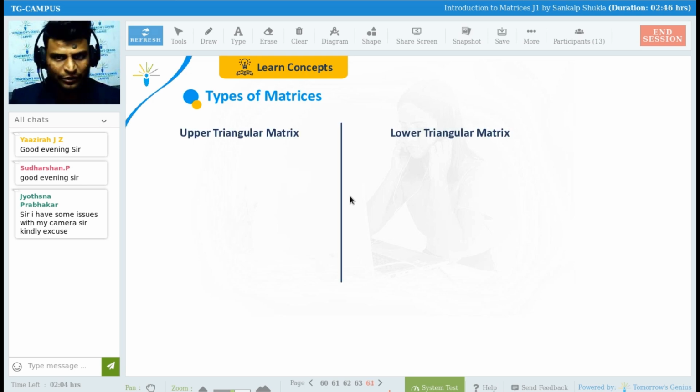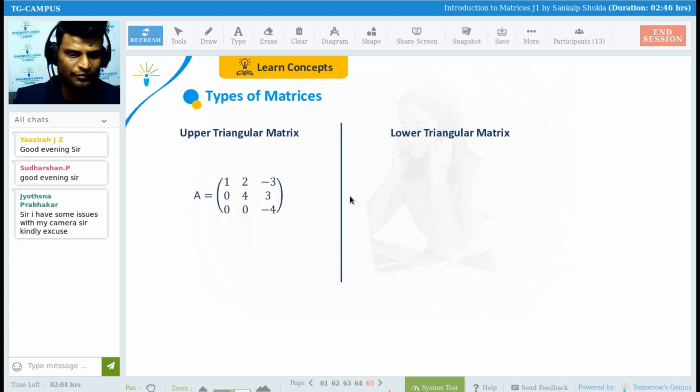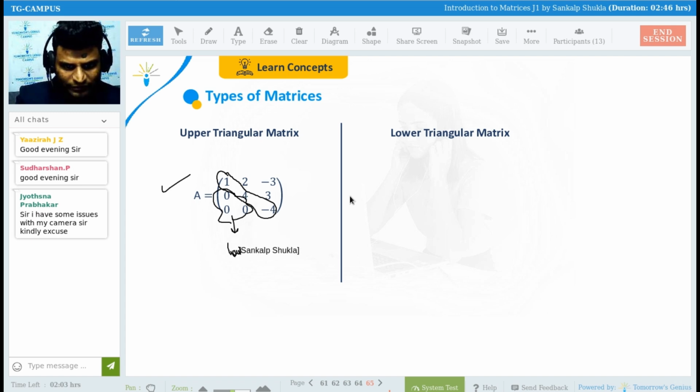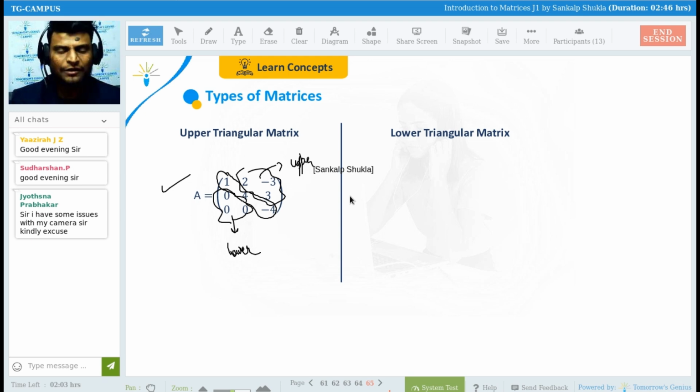Upper triangular matrix and lower triangular matrix. Okay, fine. Suppose we have a matrix like this: 1, 2, minus 3, 0, 4, 3, 0, 0, minus 4. So if we see the principal diagonal, there are always two triangles beyond this principal diagonal. So this one is known to be a lower triangle and this one is known to be an upper triangle. So if all the elements in the lower triangle are 0, that is eventually an upper triangular matrix.